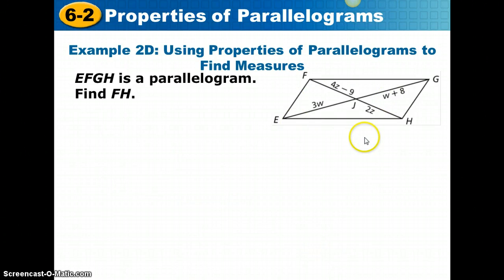Why don't you take a few moments, use that same kind of concept to find FH. Pay attention to the fact that what you're supposed to find is the entire diagonal FH. Pause the video if you need more time. Alright, let's check out our results.